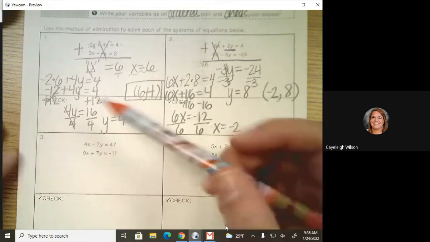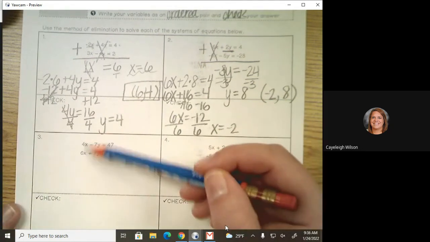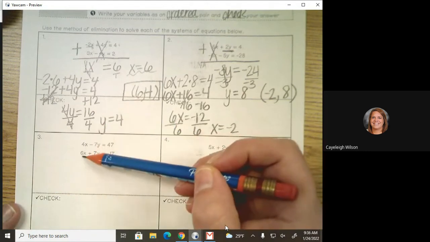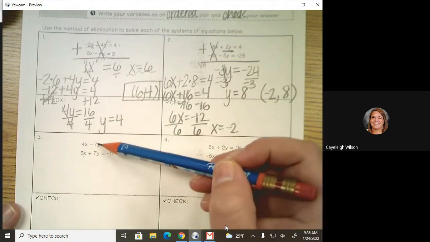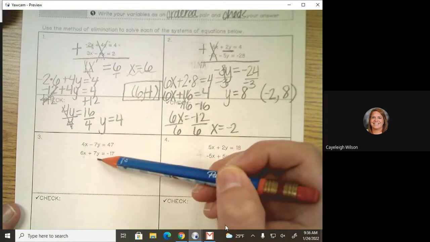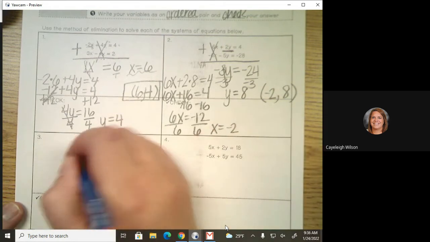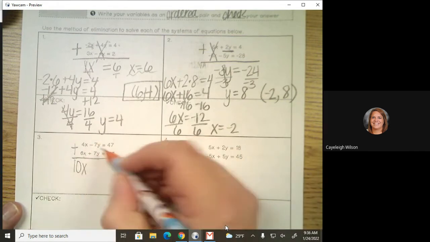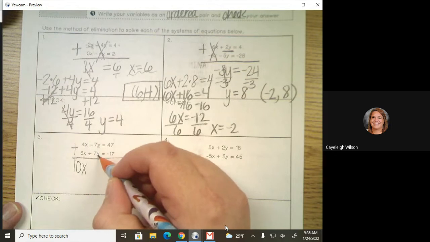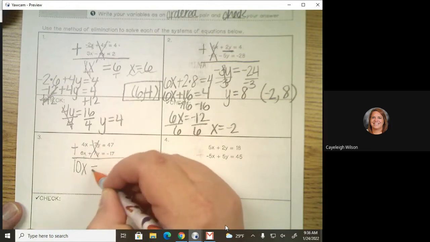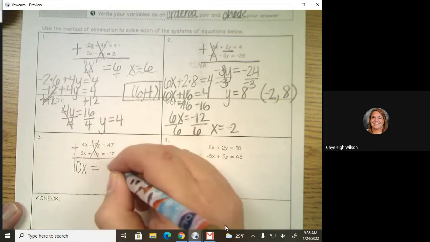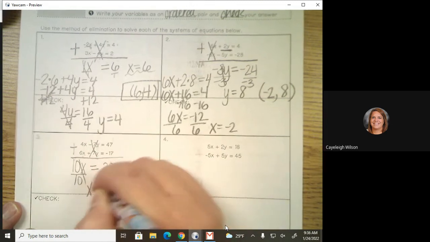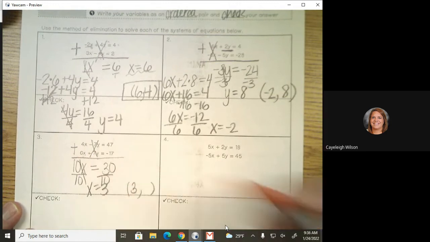All right, so checking to make sure they're all lined up. X's, Y's, equals. Looking at the X's, they're not the same number, but the Y's are the same number, opposite signs, which is good. So I'm going to go ahead and add them together. So 4x plus 6x is 10x. Negative 7y plus 7y is 0. They eliminate. 47 plus negative 17 is 30. Divide by 10, and x is 3. Everybody good on that?